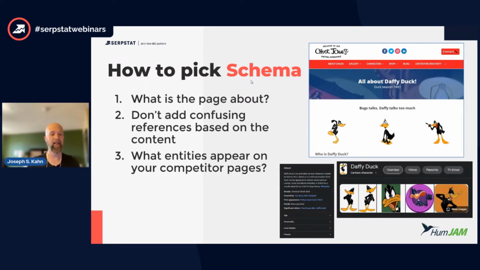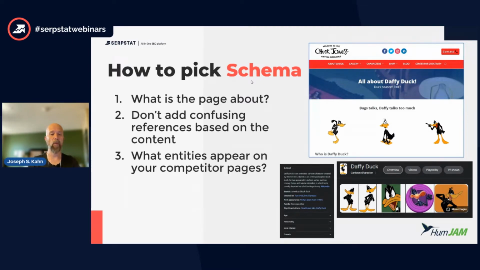Now, how to pick the schema is, what is the page about? If this is about Daffy Duck, this is an about schema. I could be attaching to a Wikipedia page, saying this is also like the Wikipedia Daffy Duck page, to give it some connectivity. Don't add confusing references based on content, meaning I wouldn't connect Daffy Duck to Oprah Winfrey. That wouldn't make sense, but I could connect Daffy Duck to Donald Duck at Disney. That could make sense.